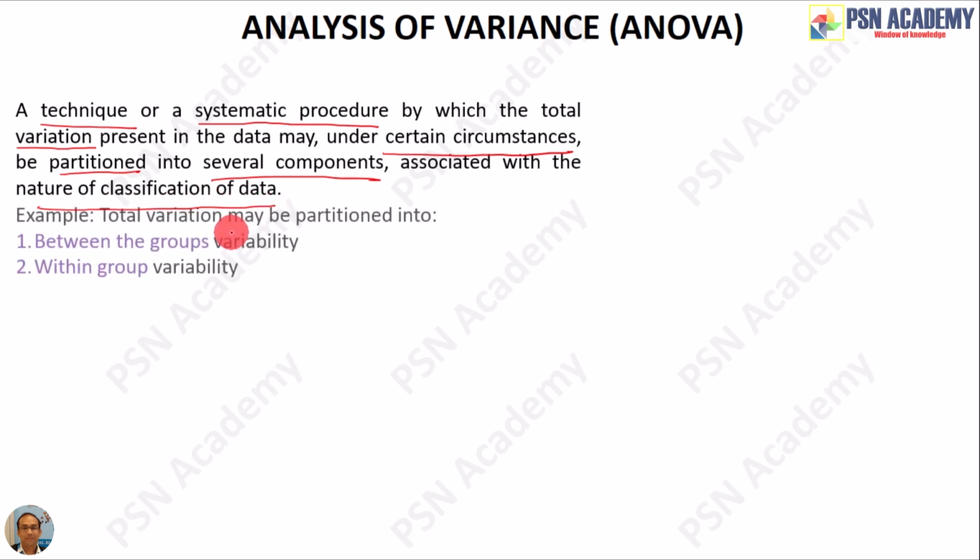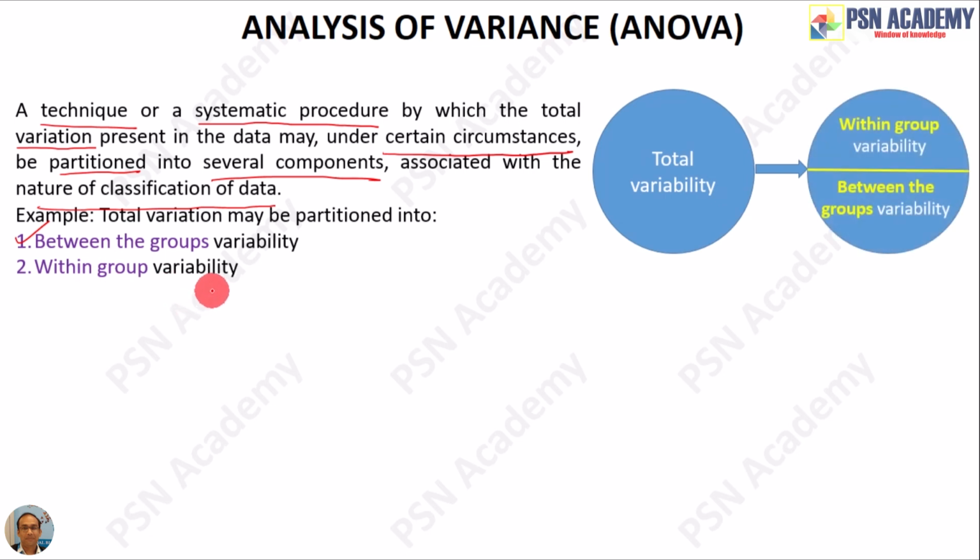Clear? For example, the total variation may be partitioned into between the groups and within group variability. Okay, so here is a visualization: you have the total variability of the whole data set, and that total variation may be partitioned into within group variability and between the groups variability. Shortly I will go with an example about this within group and between the groups.